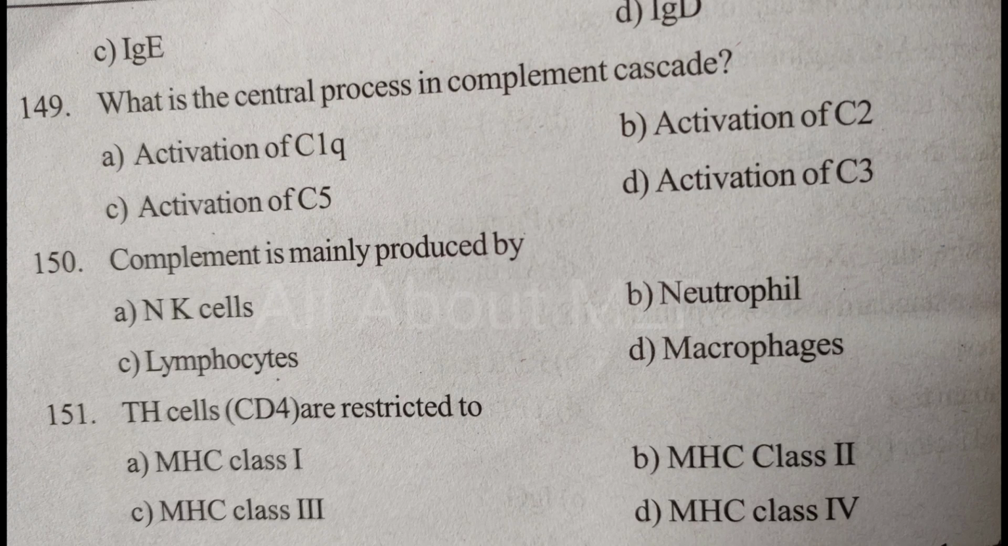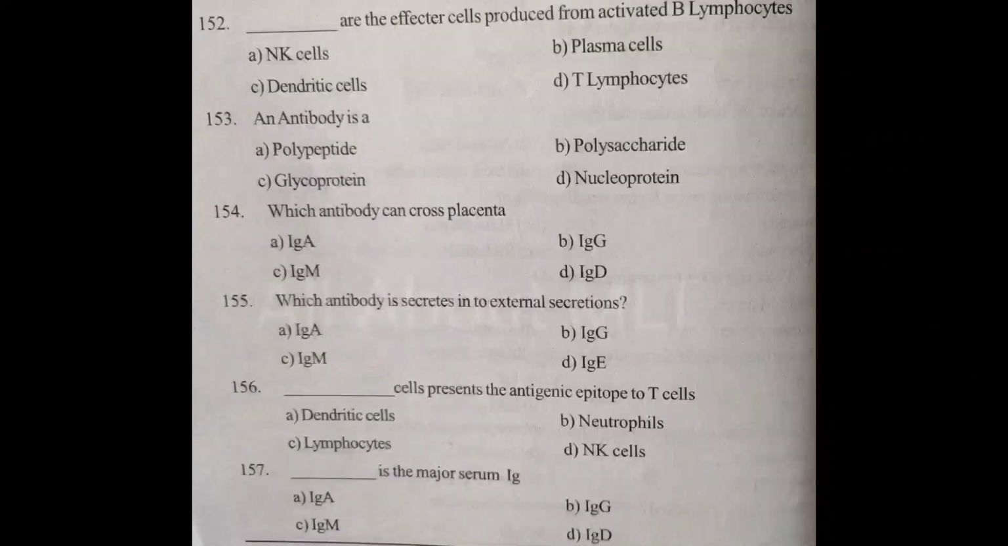Th cells are restricted to option A MHC class 1, option B MHC class 2, option C MHC class 3, option D MHC class 4. Answer is option B MHC class 2. Dash are the effector cells produced from activated B lymphocytes. Option A NK cells, option B plasma cells, option C dendritic cells, option D T lymphocytes. Answer is option B plasma cells.